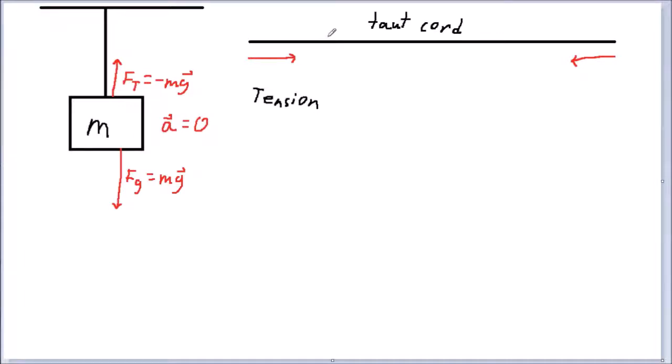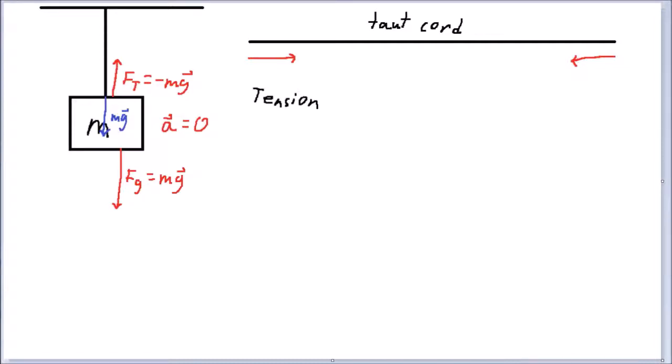Now, since this cord is pulling upward on the block, that means the block must also be pulling downward on the cord, by Newton's third law, with the same magnitude. So in blue here, I'm going to draw the force acting downward on the cord caused by the block, and this is going to be mg again. It's just the same magnitude as this force of tension, but in the opposite direction.